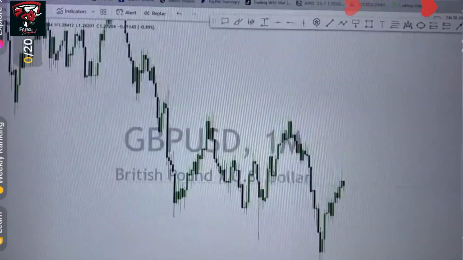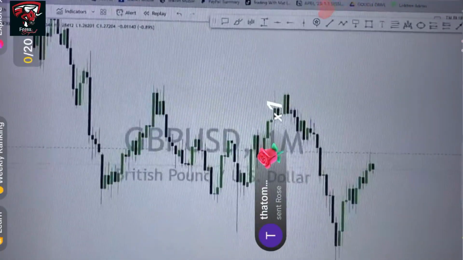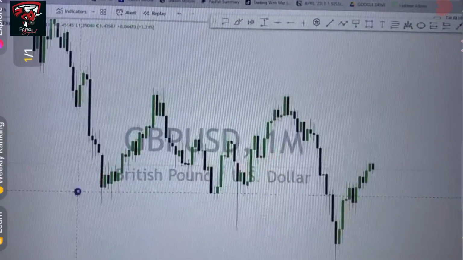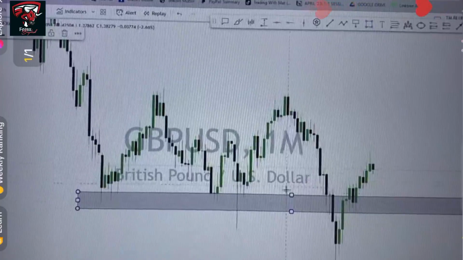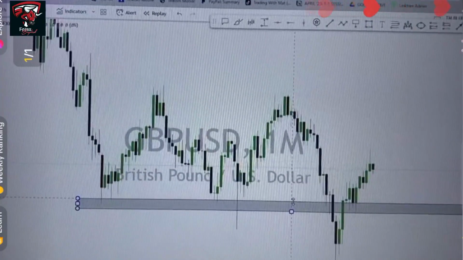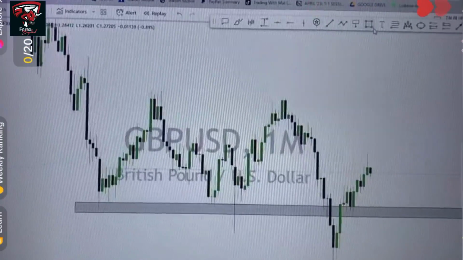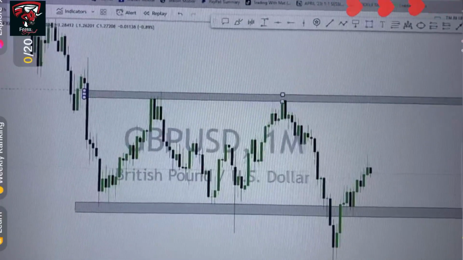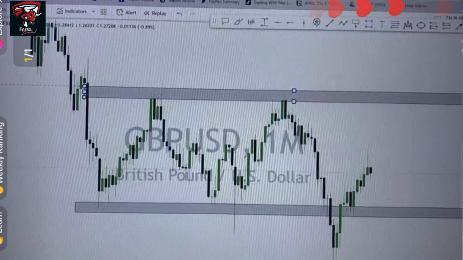Okay, let's map up or map out, I don't know. Let's just do whatever the correct English term is. We're not here for English. Forex is a universal language. Guys, I make myself laugh.